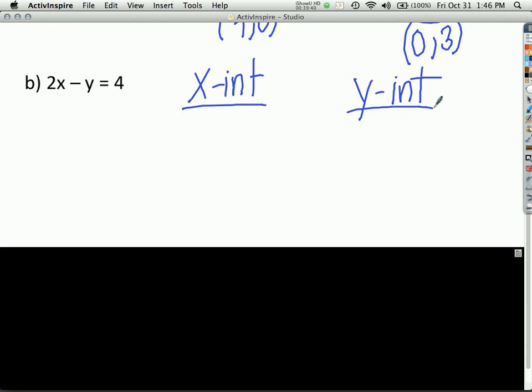And could someone remind us, to find the x-intercept, what action do I take? What do I do? Chanel? Turn the y into a 0. So we're going to do that. 2x minus 0 equals 4. You'll start seeing a pattern here. Same things happening over and over again.